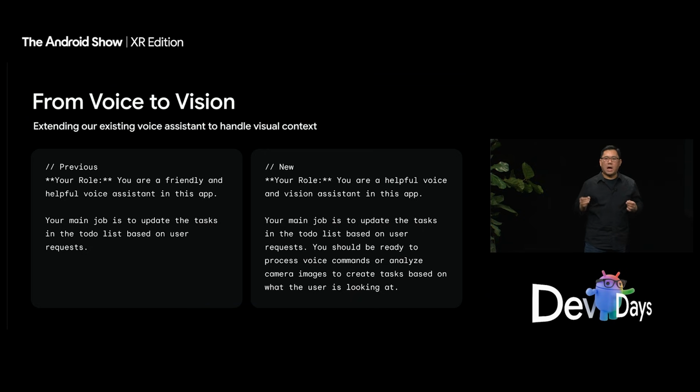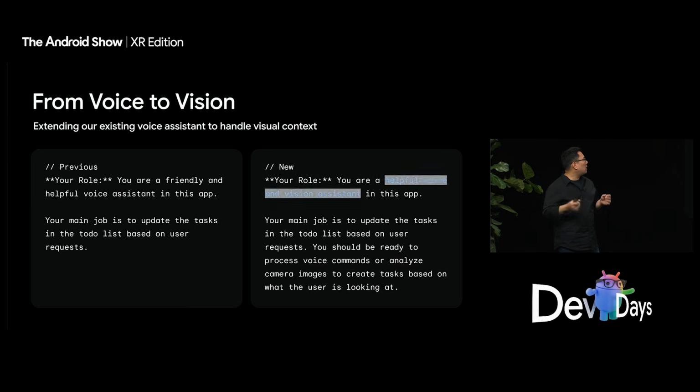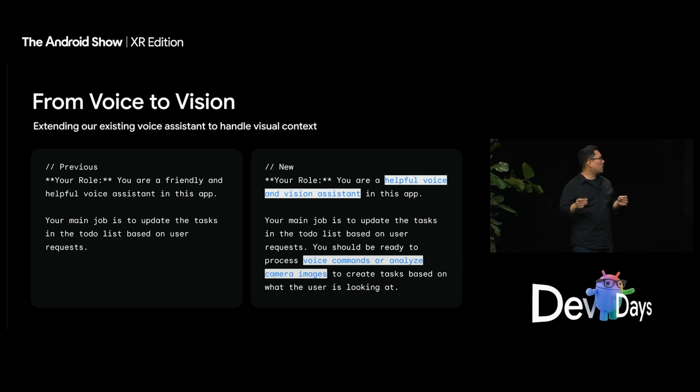Before we look at how we feed the visual data to the model, we first need to define how it behaves. We'll use the system instructions that Tomas showed us how to configure in Firebase AI Logic earlier. We are evolving the persona from a helpful voice assistant to a voice and vision assistant. We explicitly tell our model, you should be ready to process voice commands or analyze camera images.